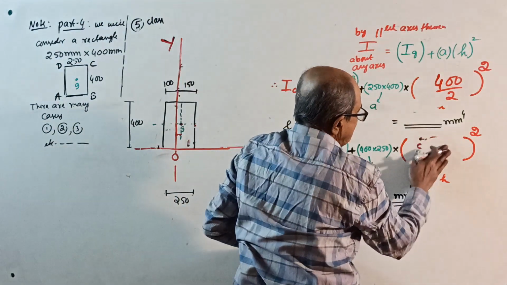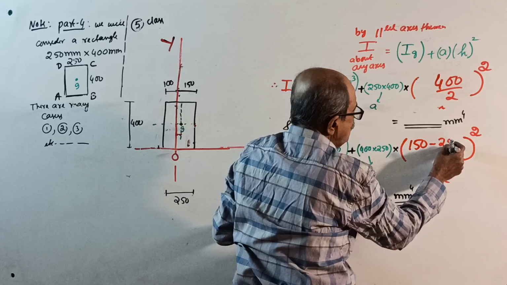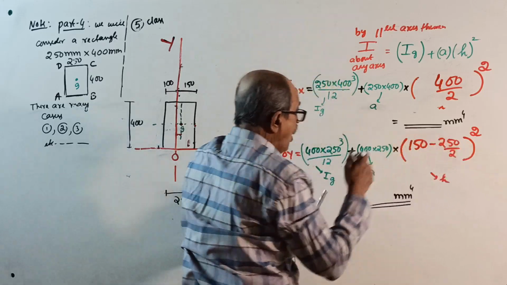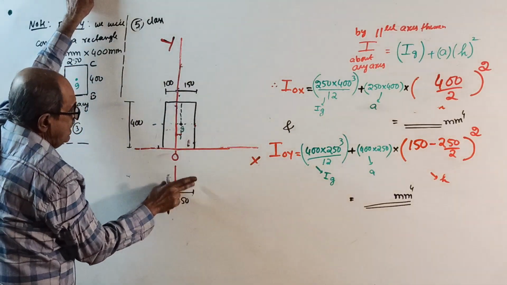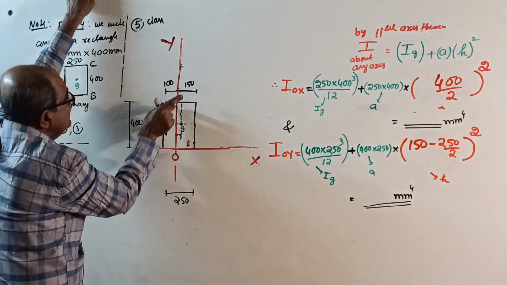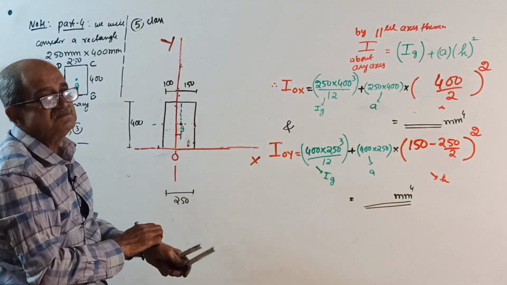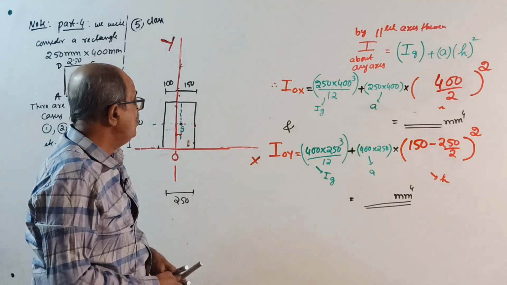This all you should understand. From 150, subtract 250 by 2. Or you can do one thing: if this is 250, this is 250 by 2, and from 250 by 2 subtract 100. Both are the same. Whatever you want. That square will give I about OY.